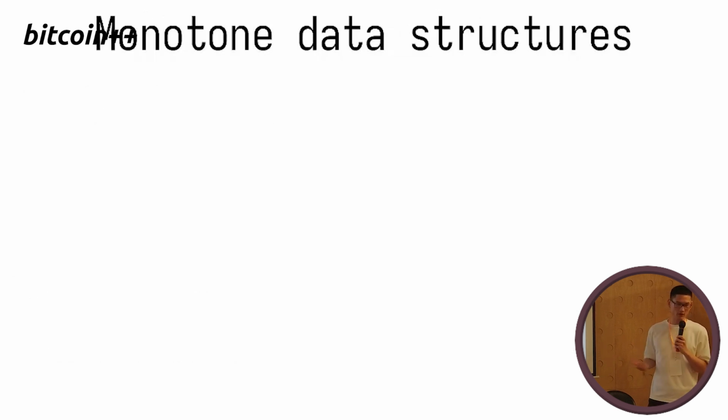So now we talked about how BDK incentivizes non-ambiguous data structures. And now we'll talk about monotone data structures.